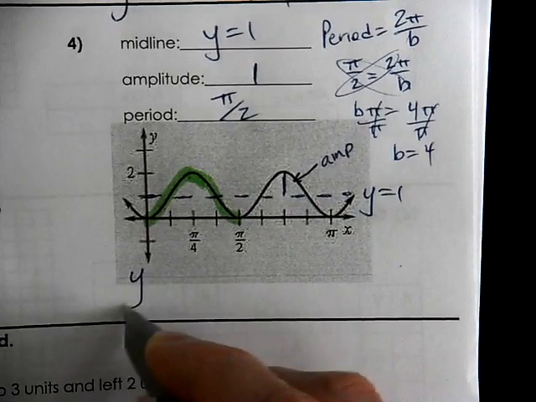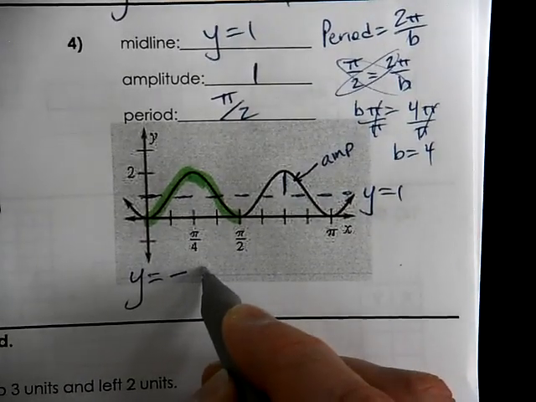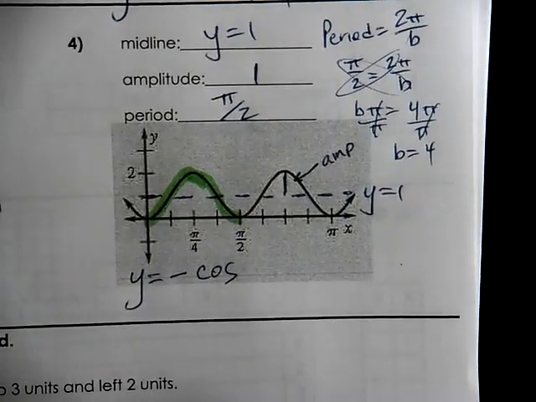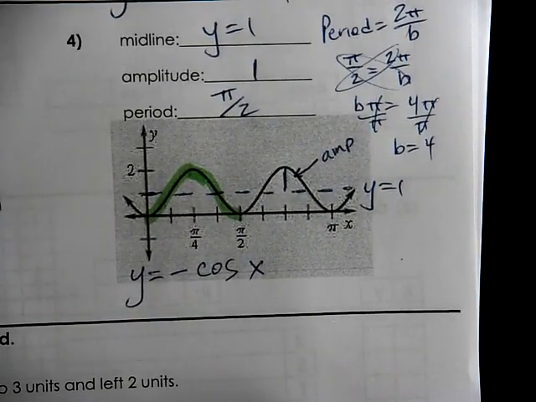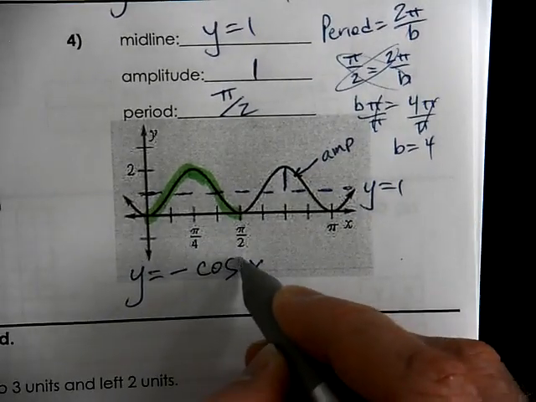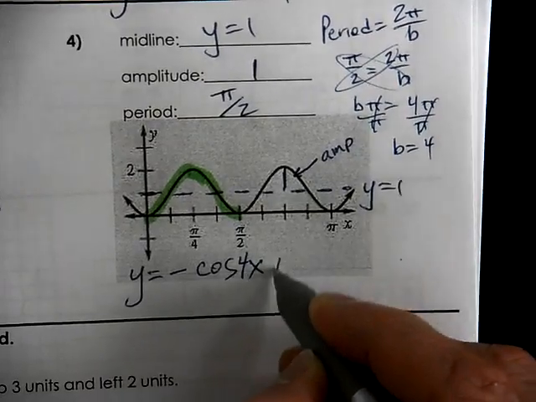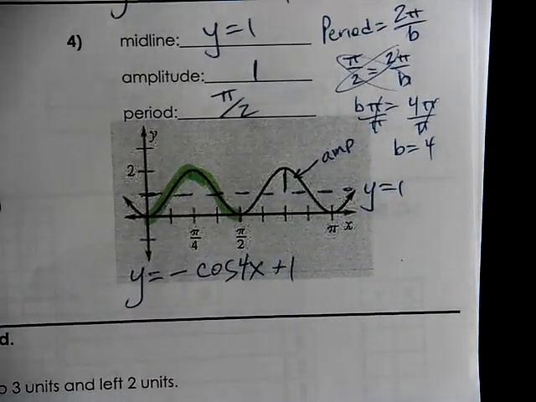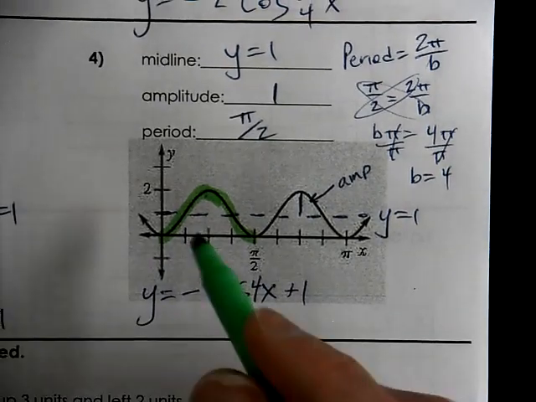So we could say that this is y equals negative cosine of 4x plus 1. Now, if you wanted to get crafty, that is my green.